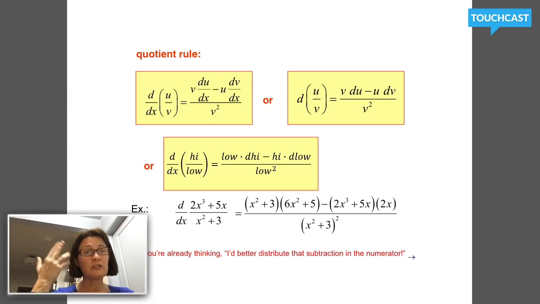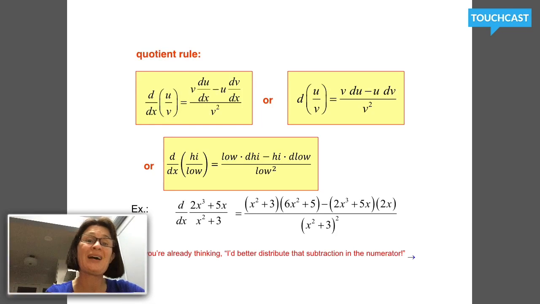I think of my original quotient as a division between something that's high up and low down. So the high is the numerator and the low is the denominator. So I think of this as low d high minus high d low all over low squared. That sticks in my mind. It's what I use. But again, use what works for you. So the derivative is the denominator times the derivative of the numerator minus the numerator times the derivative of the denominator, all divided by the denominator squared.